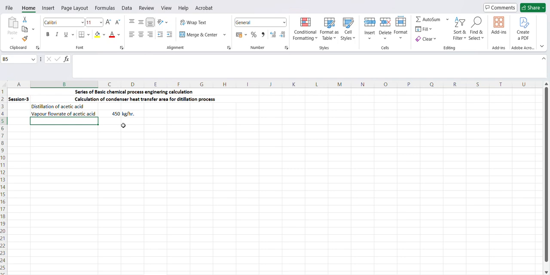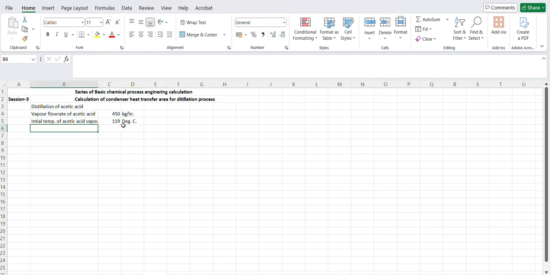To calculate the heat load, we need to understand the boiling point of acetic acid. That means our initial temperature, or vapor temperature, is equivalent to the boiling point of acetic acid. So the initial temperature of the acetic acid vapor: as we know, the boiling point of acetic acid is 117 to 119 degrees Celsius, so we are considering that here.